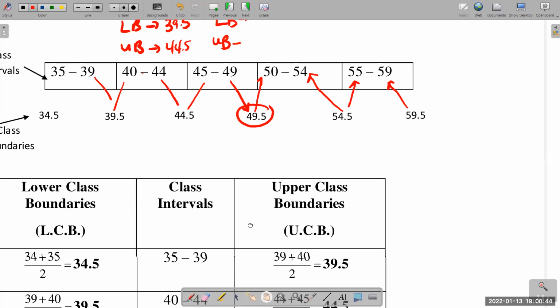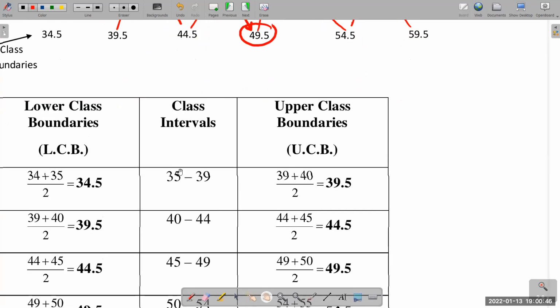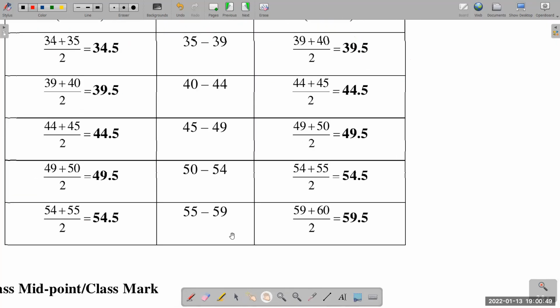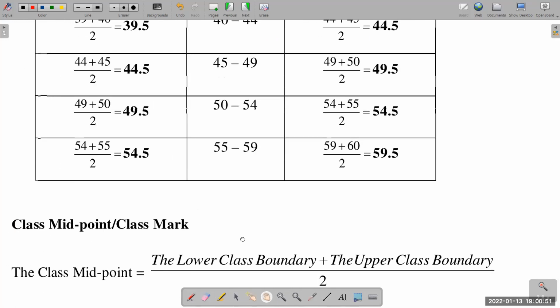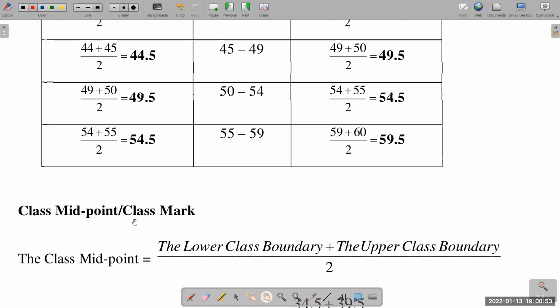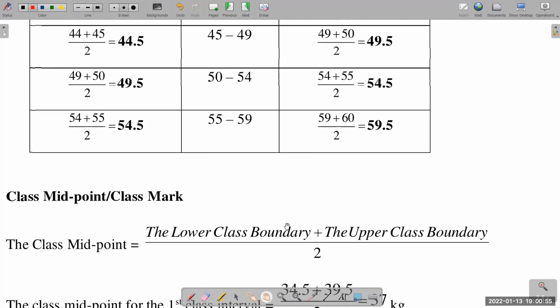All right. So now that we understand the intervals, the limits, and the boundaries, we now need to know how to find the midpoint of the class, because we're going to need this to calculate.